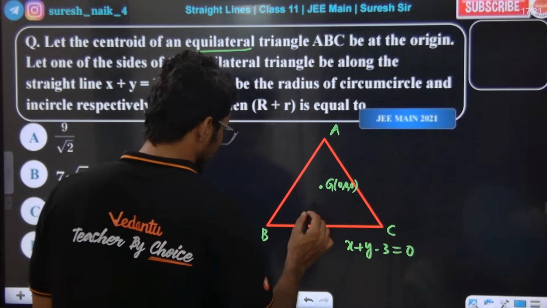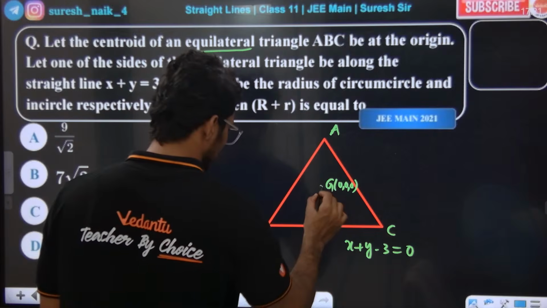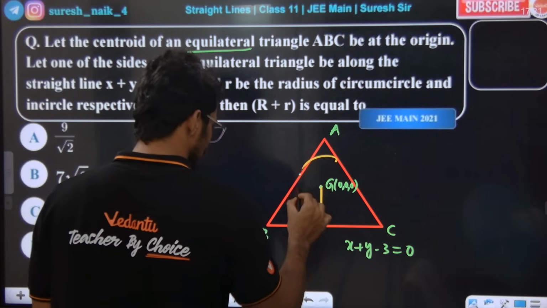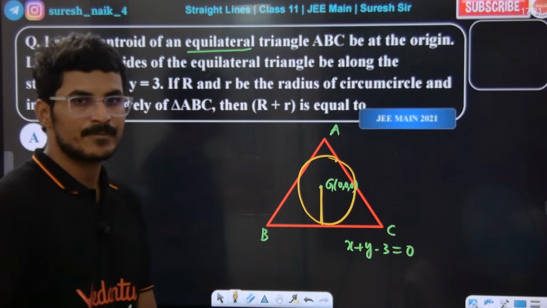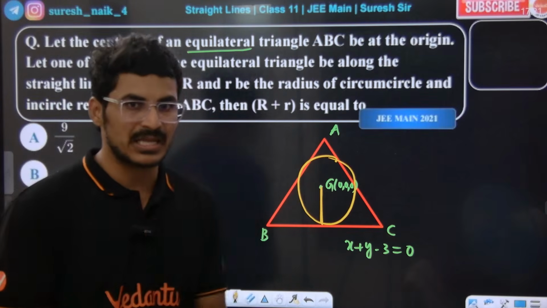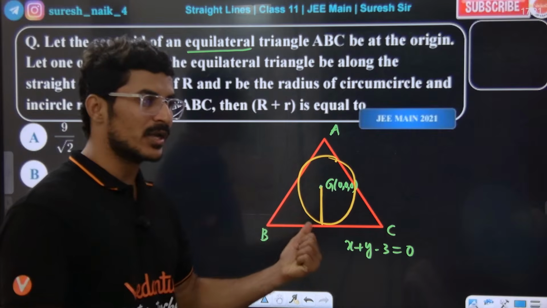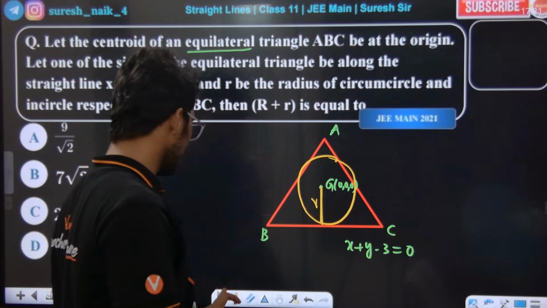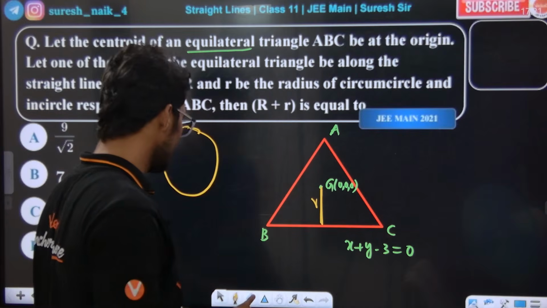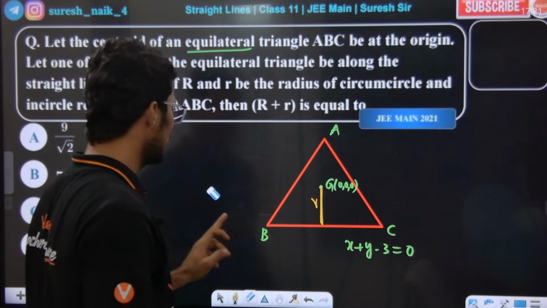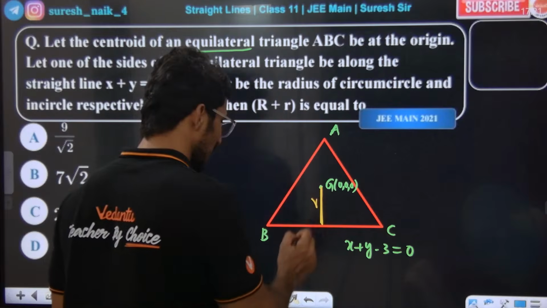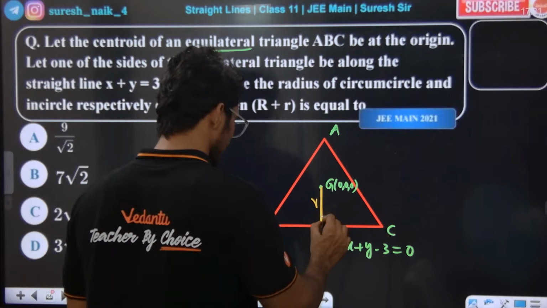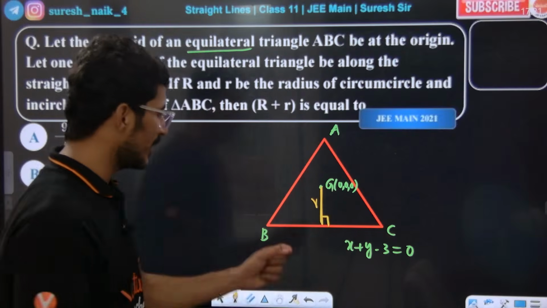Equilateral triangle means what? This is the circle inside the triangle, you call that an incircle, and the incircle's radius is the inradius. I'm denoting it with small r. In fact, you don't need this circle over here, let me eliminate it. So what is small r? What is this distance going to be? This distance is small r, the perpendicular distance.